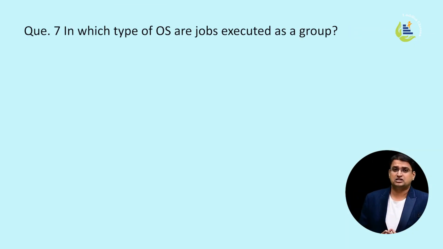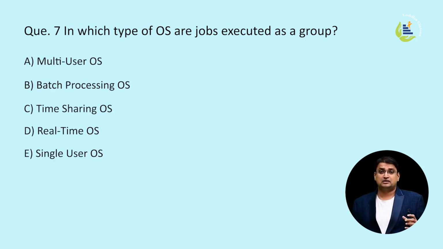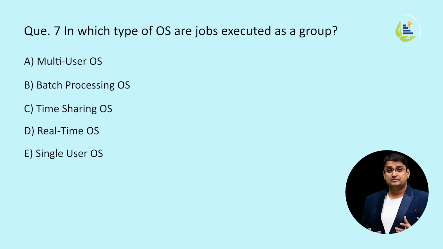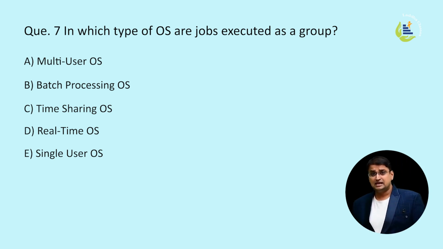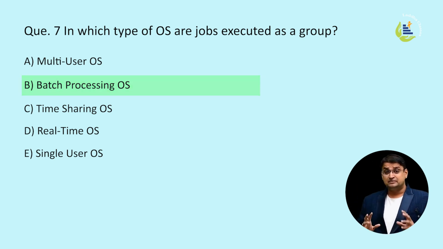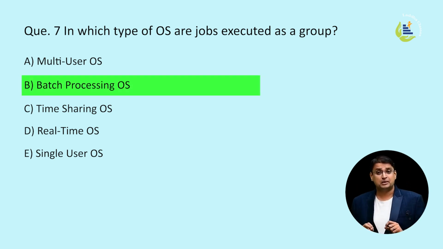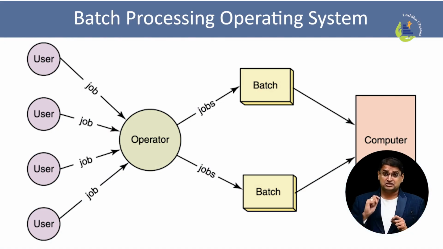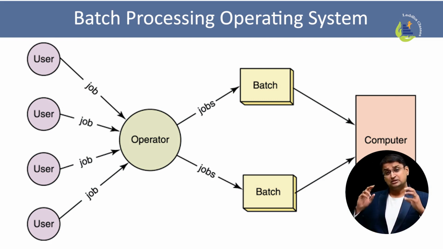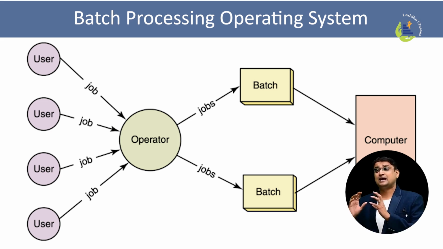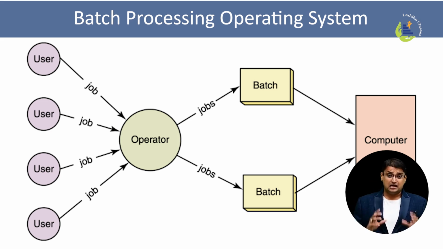Question 7. In which type of OS are jobs executed as a group? Options are multi-user, batch processing, time sharing, real time, single user. Correct answer option is B, batch processing. Because in a batch processing OS, jobs or tasks are collected into batches and processed together without user interaction. This contrasts with real-time or time-sharing systems where tasks are processed individually or interactively.